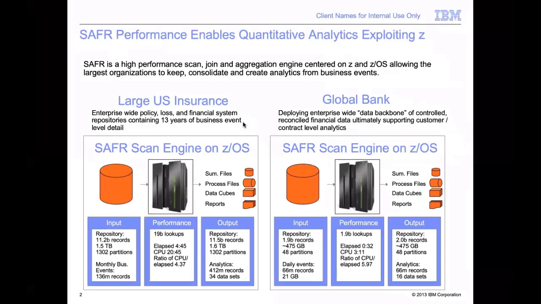So let's talk about where SAFR, and Geneva, sits in terms of what its specialty is. GenevaERS really exploits Z, and by Z we mean z/OS specifically, the flagship operating system on the IBM mainframe. And its real claim to fame is its scale, its performance characteristics, being able to scan very large amounts of data and produce multiple outputs in one pass through the database.